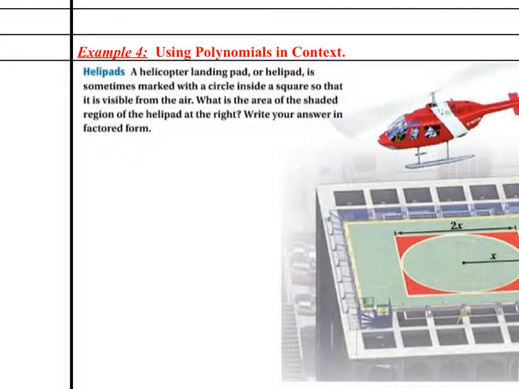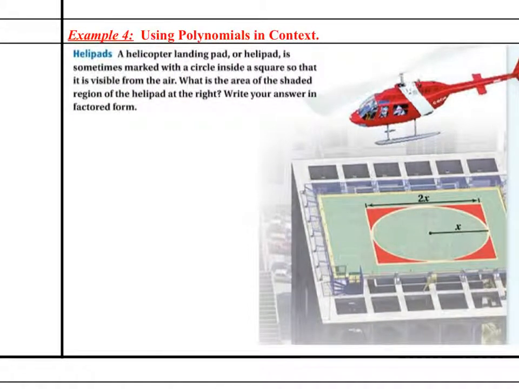Okay, this is applying geometry in algebra, which is what the EOC likes to do. Okay, here we go. A helicopter landing pad, or a helipad, is sometimes marked with a circle, true fact, inside of a square, also true, so that it is visible from the air. What is the area of the shaded region of the helipad at the right? Write your answer in factored form.